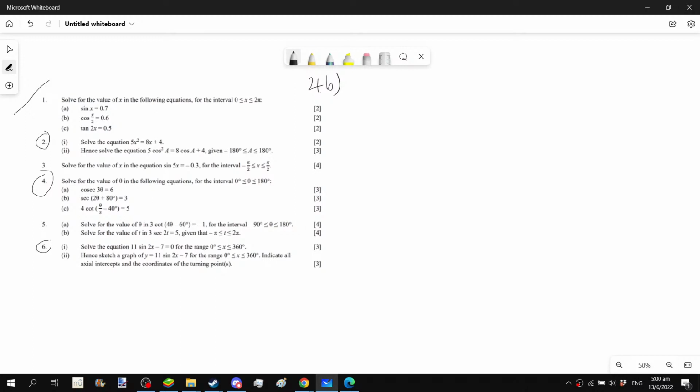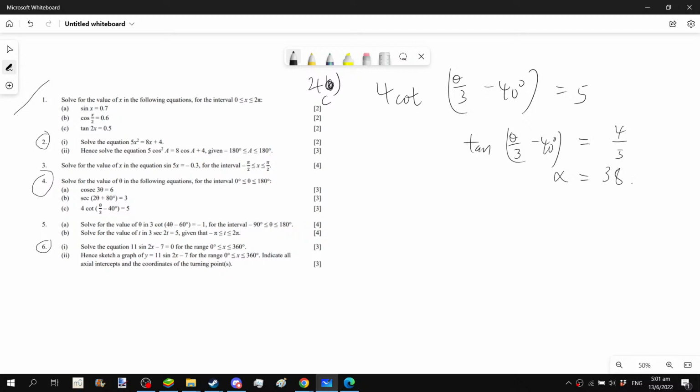So we're almost done. The next thing is 4c. I'm not even going to erase it, I'm lazy. We're given 4 cotangent of (x over 3 minus 40 degrees) is equal to 5. Let's start by making tangent the subject first. Please remember cotangent is 1 divided by tangent, yeah? So I'll move the 4 over to get 5 over 4. Then I'll reciprocal the whole thing to get 4 over 5, from which we can find the basic angle by doing inverse tangent on 4 over 5. This gives us 38.65 degrees.